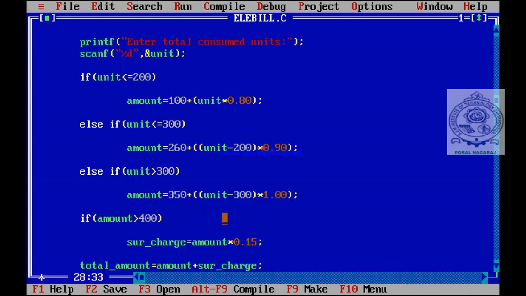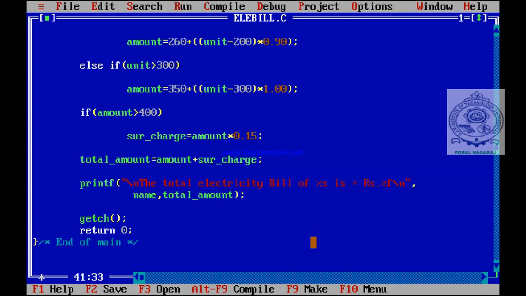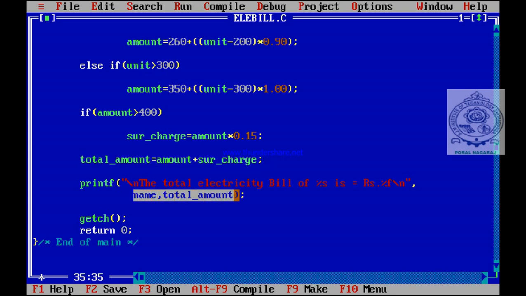If that amount exceeds rupees 400, what will we do? We will compute the surcharge, 15% on the amount. So amount multiplied by 0.15 will be your surcharge, and you add it to the amount; that will be your total amount, your output. Total amount is assigned the value amount plus surcharge, and print name and total amount. So this is your program.